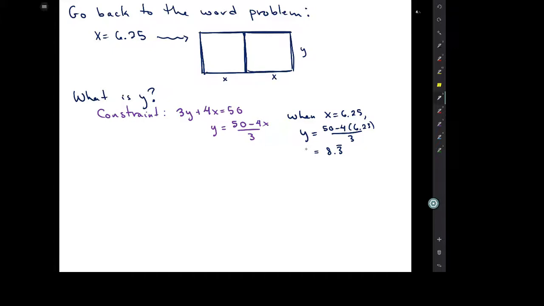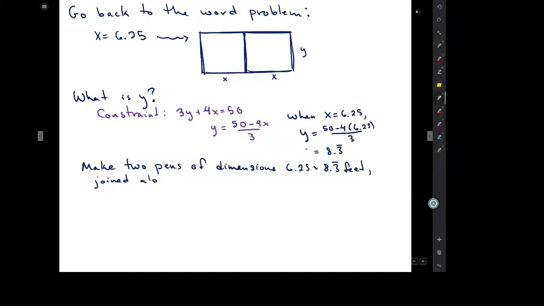And they're still going to look at me like, what? What are you talking about? So what I really want to do is write my answer in very plain, understandable English. And so what we say is that we make 2 pens of dimensions 6.25 by 8.3 repeating feet, and they're joined along the side corresponding to y, which was 8.3 repeating. So they're joined along the longer side. And now someone could take this information, someone could take these dimensions and how to attach the pens, our 2 fenced gardens, and they could actually build this thing.